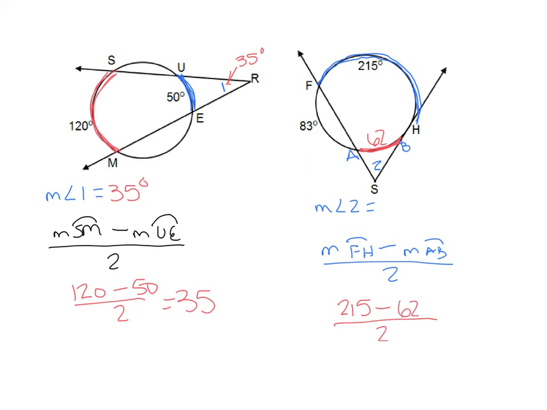So now that I have that, I can plug it into my formula, which I get 215 minus 62, and then divide that answer by 2, and I get 76.5 degrees. So the measurement of angle 2, that exterior angle, is 76.5 degrees.